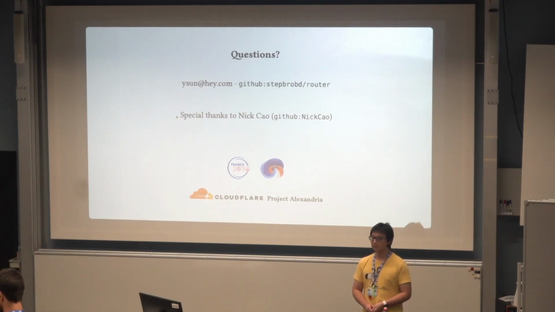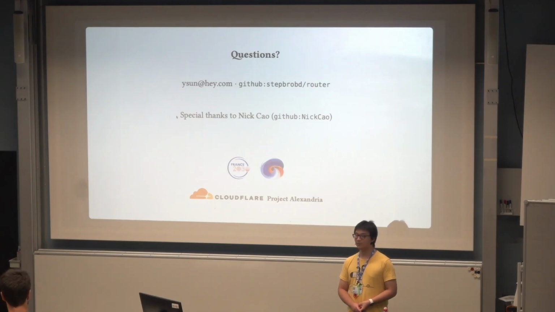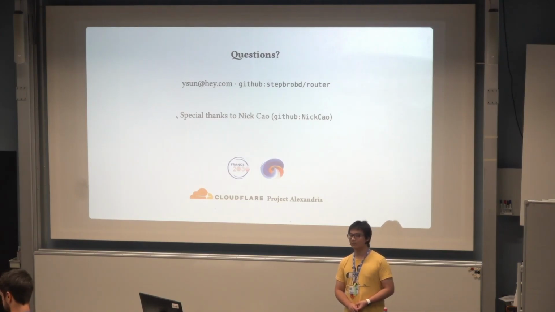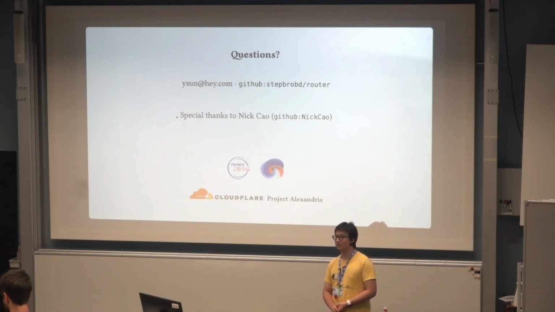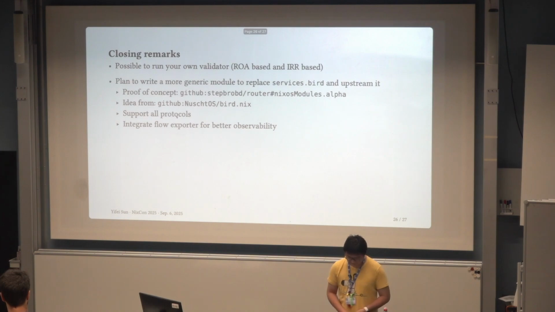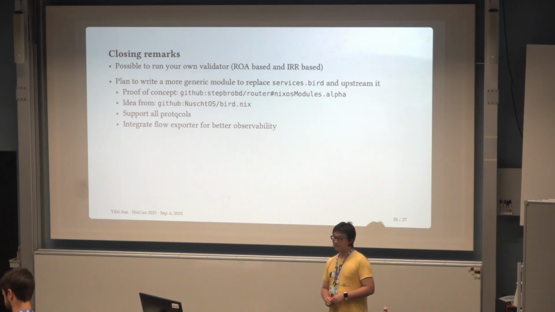Yeah, thank you for the talk. I have a sort of bizarre question. Since you are modifying services.bird in your module, do you consider adding other dynamic routing protocols, like link state protocols, or something else, or maybe RIP as a metric-based one? I have an alpha implementation, and I plan to implement all the BIRD protocols in there.